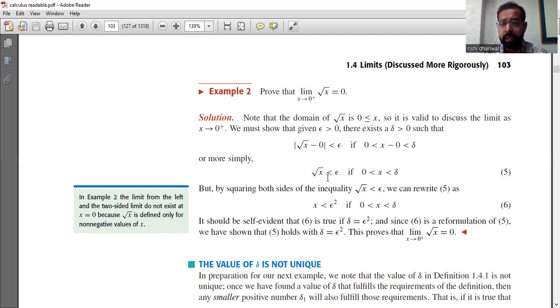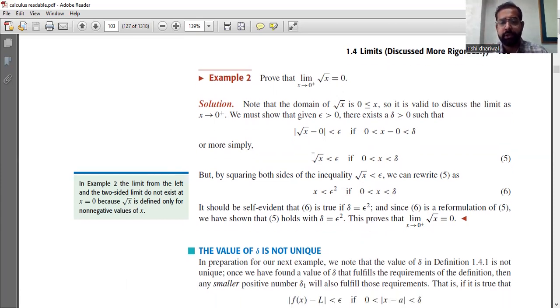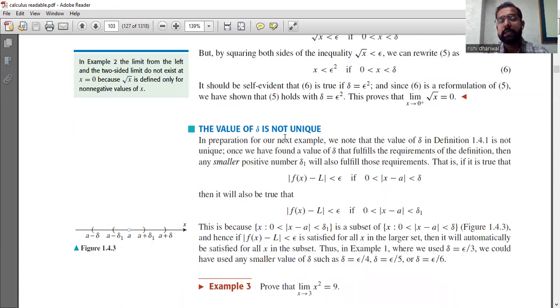So this implies x is less than or equal to epsilon squared. For if x is less than delta, then delta equal to epsilon squared implies the limit of under root x as x approaches 0 from the positive side is 0. The value of delta is not unique. This is the main concept of the limit.